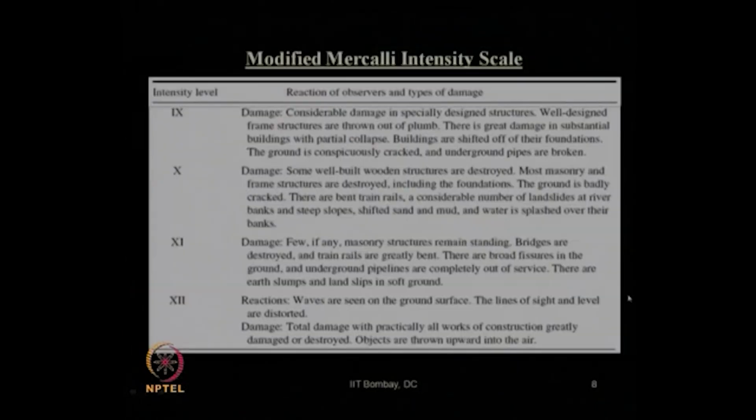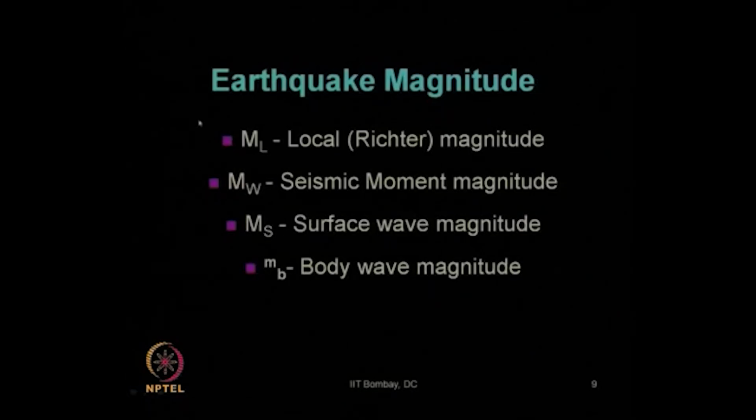Then we have seen how the MMI intensity level is actually reported after an earthquake, looking at the various damage levels and the reactions of the observers. Then we discussed the four major scales of earthquake magnitude, which are quantitative in nature: ML, the local magnitude scale or Richter magnitude scale; MW, the seismic moment magnitude scale; MS, the surface wave magnitude scale; and MB, the body wave magnitude scale.